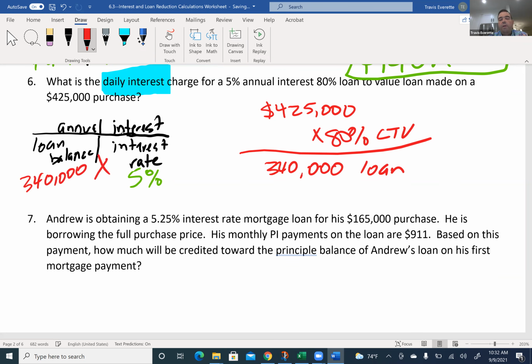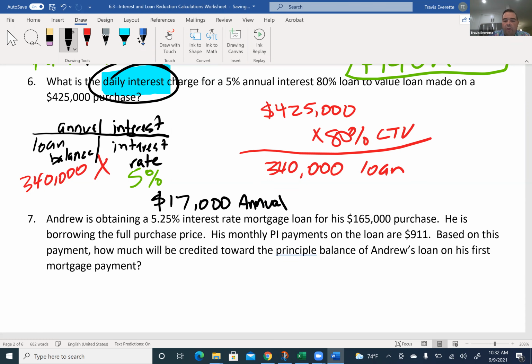Two things in the T-bar side by side, it's time to multiply. So when I multiply $340,000 times 5%, I end up with annual interest of $17,000. But they want to know daily. So anytime they want to know something less than annual, I know I need to divide because I need to break it down into smaller pieces. Daily is going to be a lot less than annual. So I need to be dividing so it gets a lot smaller.